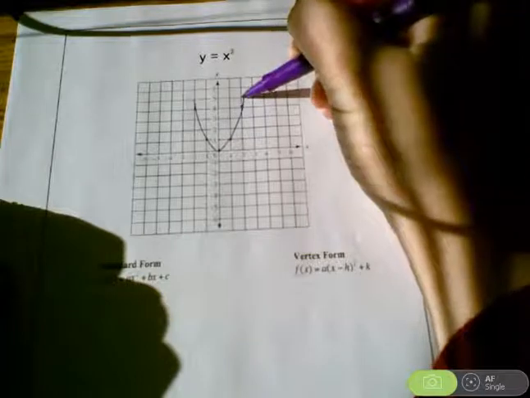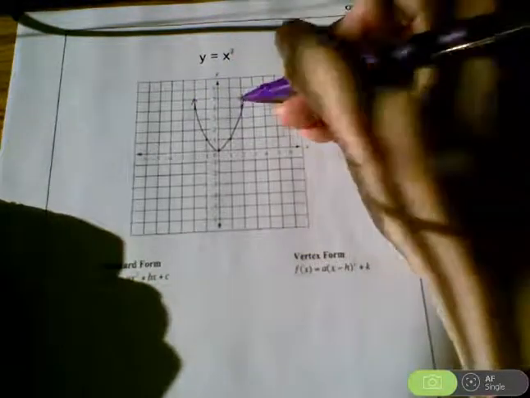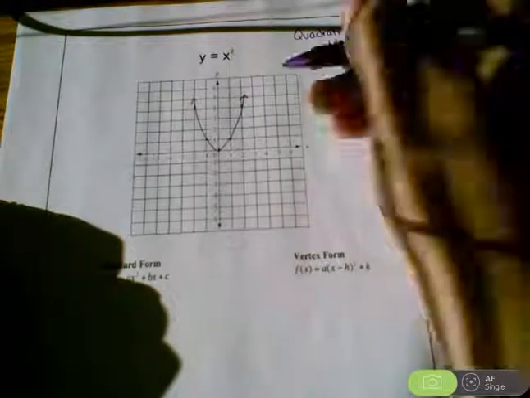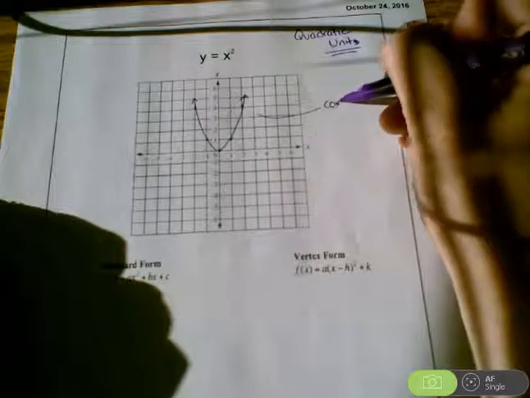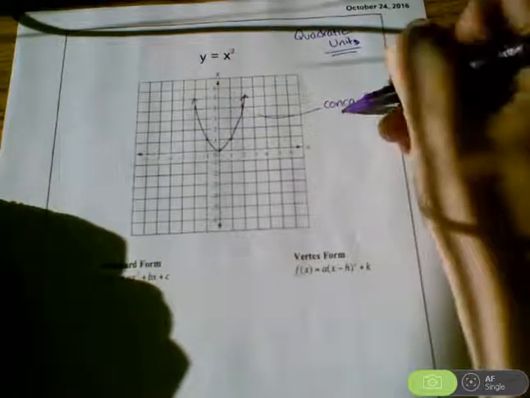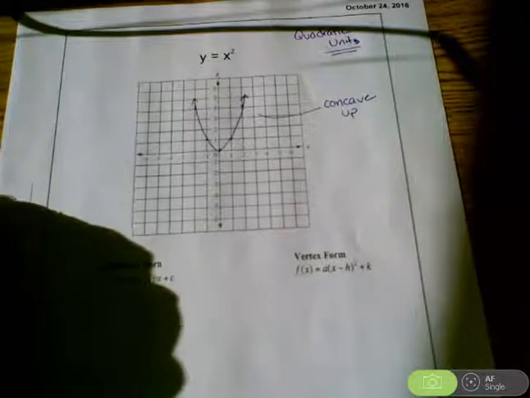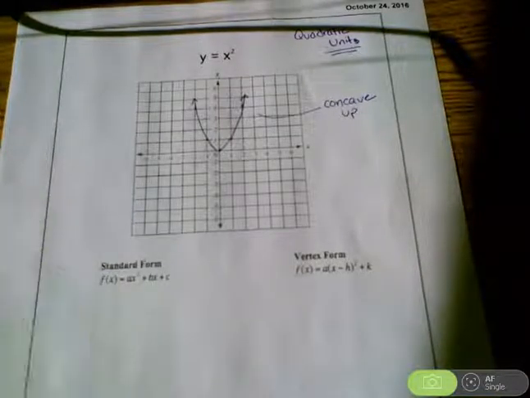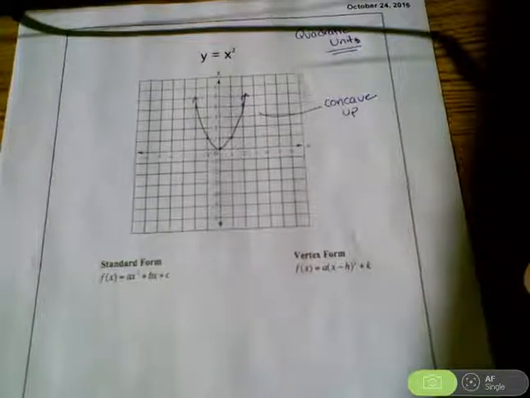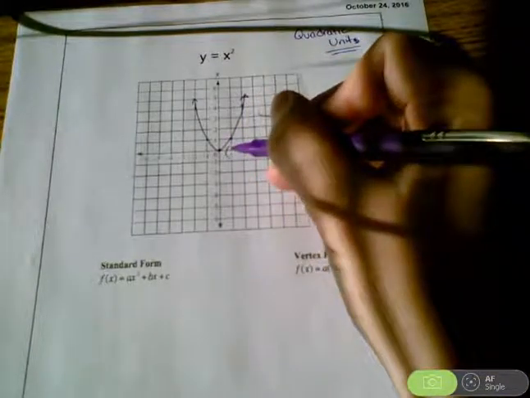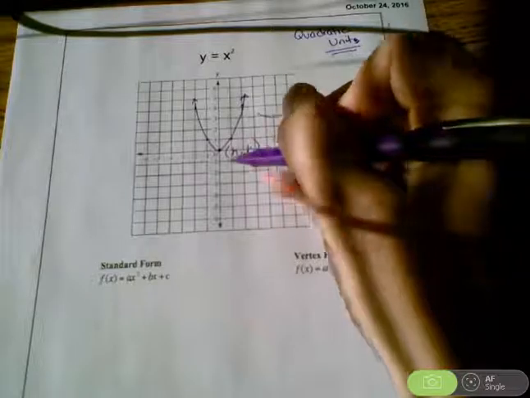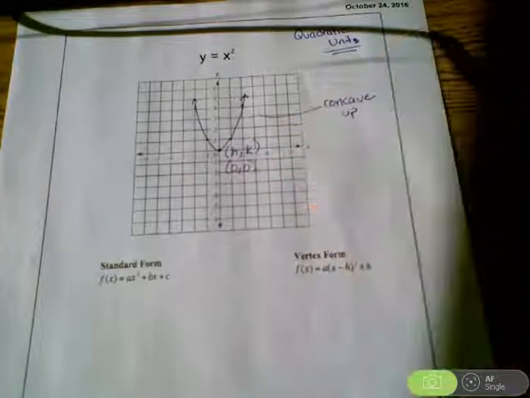So here is my parent function. When we talked about this in class, we talked about it being concave up. That is the term that we use, concave up. It means that the parabola itself is shaped right side up. And then we also talked about the vertex. The vertex is HK, which is 0, 0.